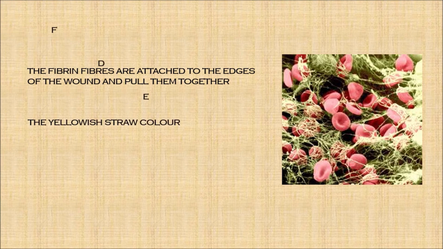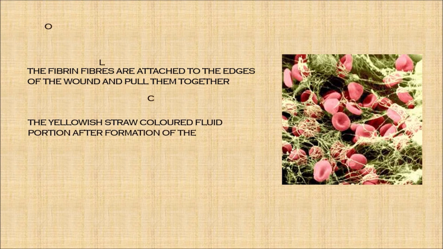The yellowish straw colored fluid portion after formation of the clot is called serum. So what is formed at the end? A yellowish straw colored fluid is formed. That fluid is called serum.